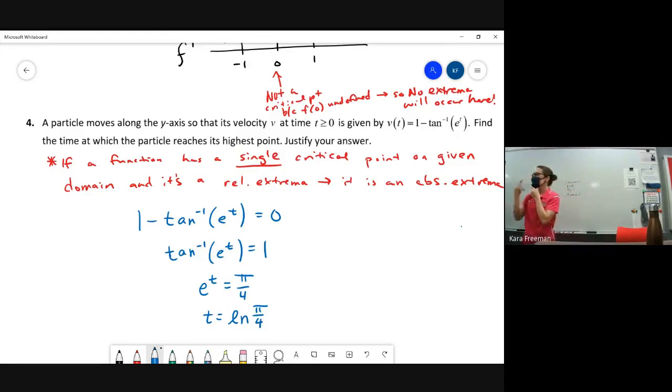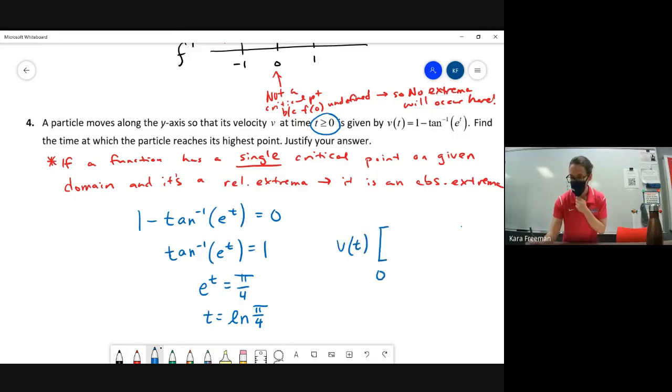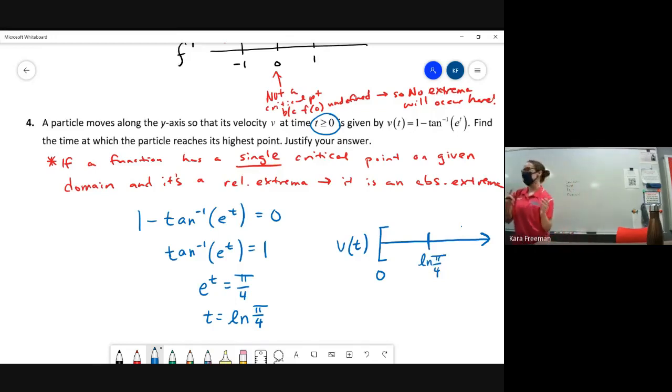How many critical points does this function have on its domain? 1. So now let me show you how to do a number line analysis when I'm restricted on my domain. Here's what I like to do. I like to say, okay, I can equal 0, so I like to put a bracket at 0 and show that I'm only looking from 0 on to infinity. And then at my critical point, I'm going to have natural log of pi over 4. Whenever you're restricted, I like to put brackets or parentheses on either end to show I don't care what's happening to the left of 0.